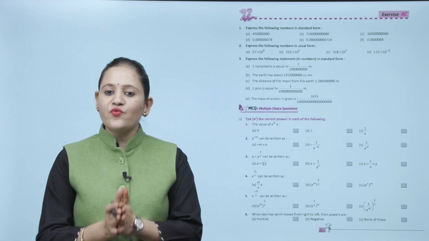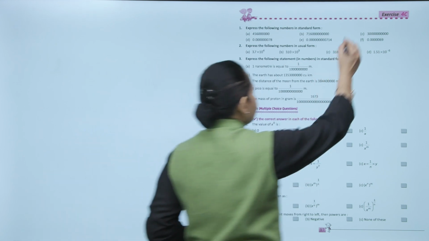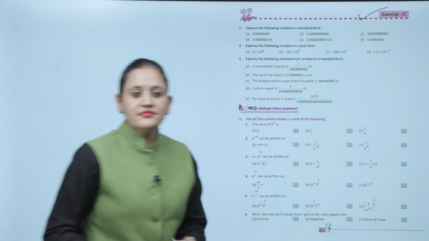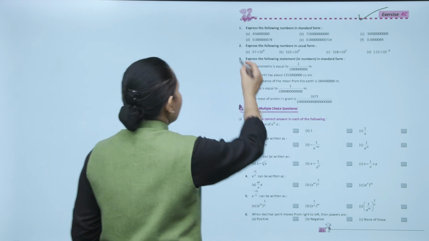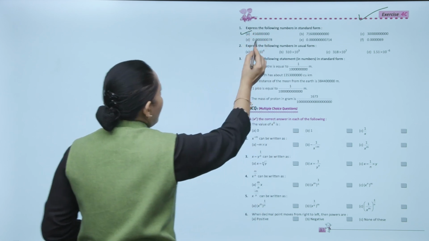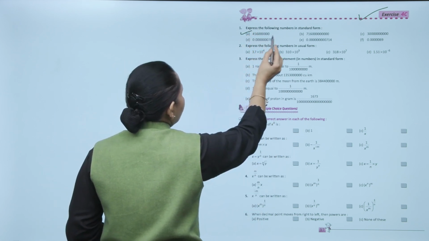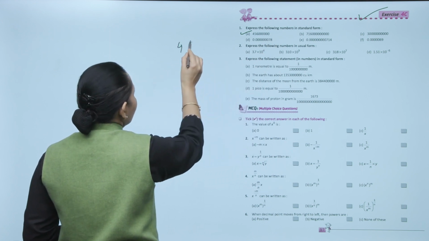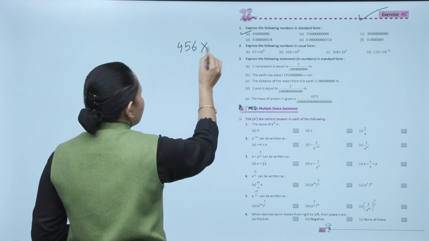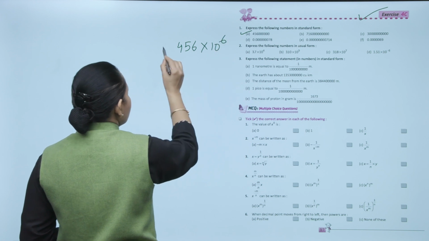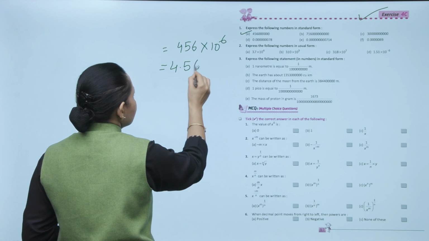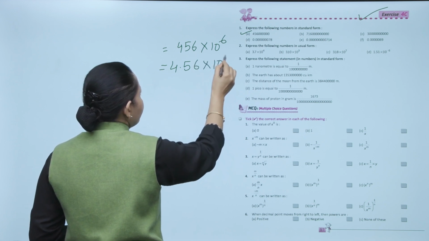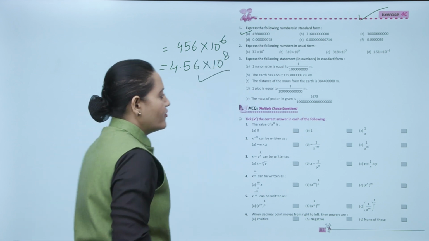Next is exercise 4C. Express the following number in standard form. So our first number, how many zeros are there? 1, 2, 3, 4, 5, 6. So we can write 456 into 10 to the power 6. Now we'll place the decimal here. So we can write 10 to the power 8. This is the standard form.